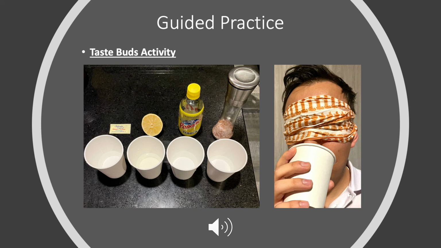One student will be blindfolded, so they do not know what drink they will be receiving, and they cannot use their eyes to determine the taste. After tasting all 4 drinks, the students will switch roles.